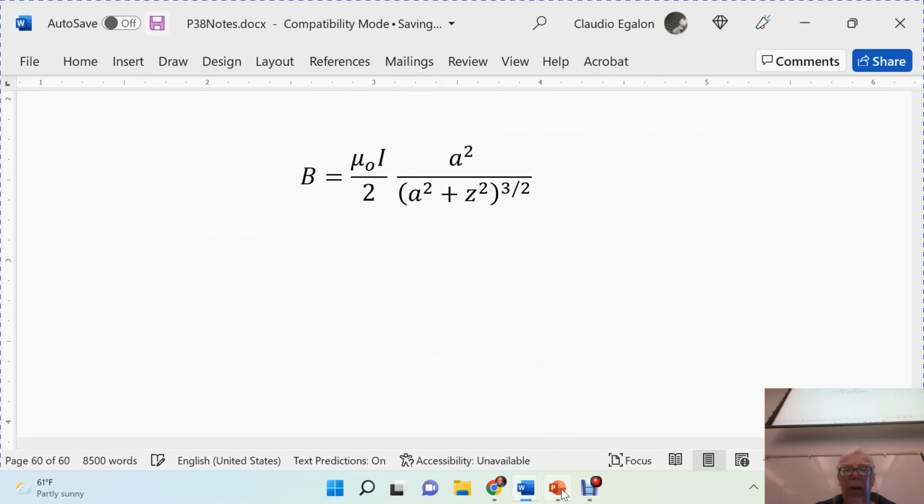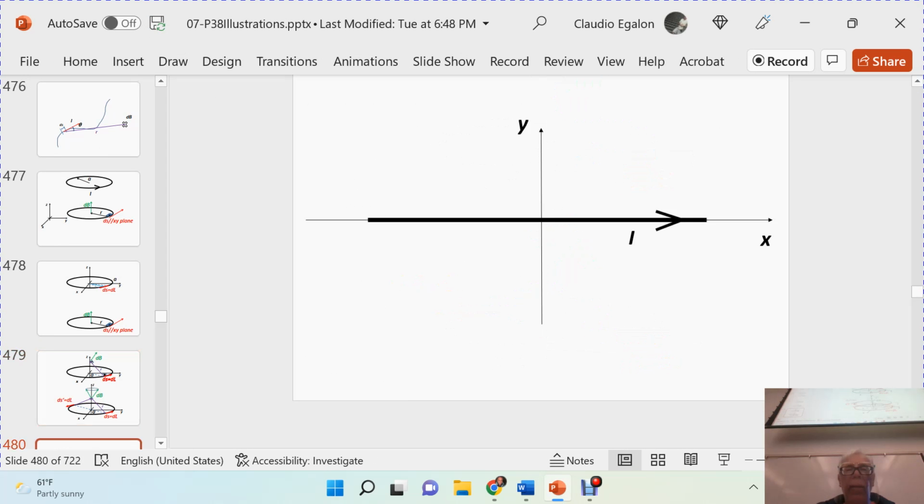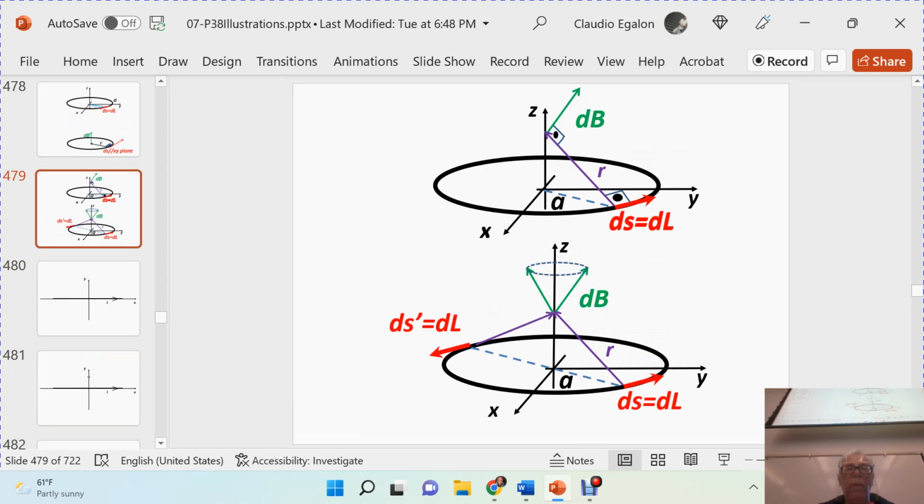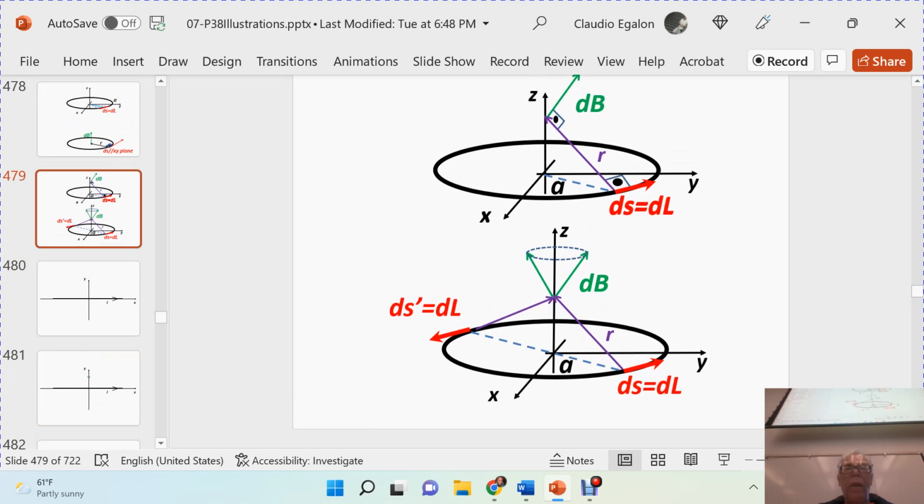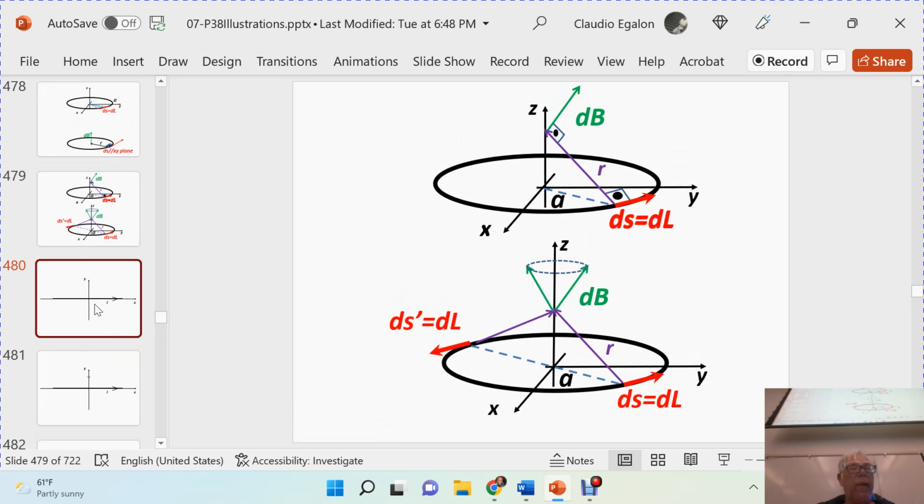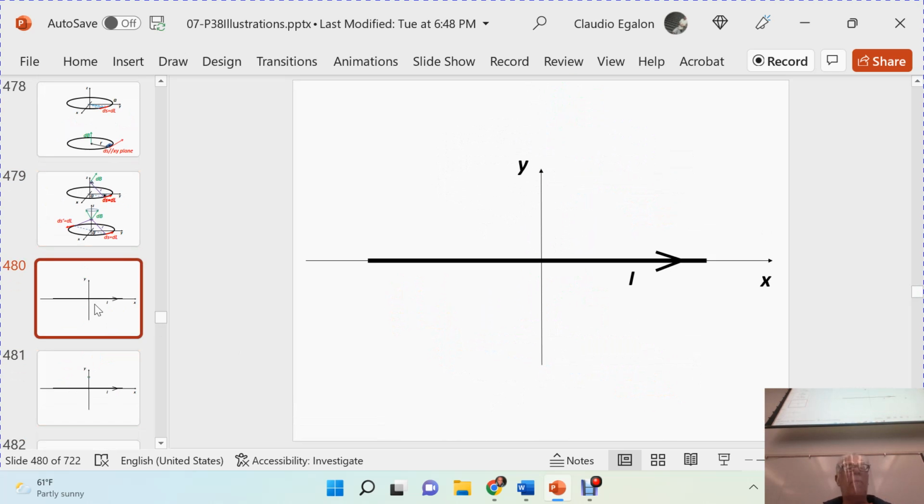One more. Okay, so here you go. This one is an interesting one as well. This one here that you see is an infinitely long wire. We can use the Biot-Savart law to calculate that. I'm not going to do that because there's an easier way of calculating the magnetic field of an infinitely long wire.